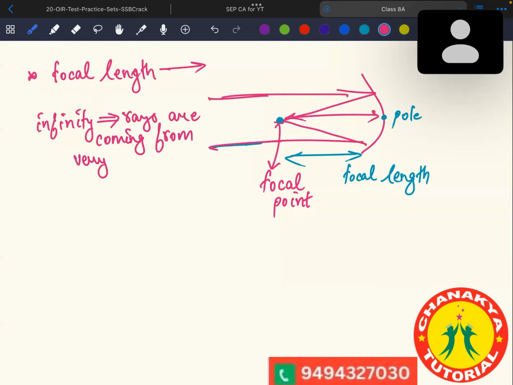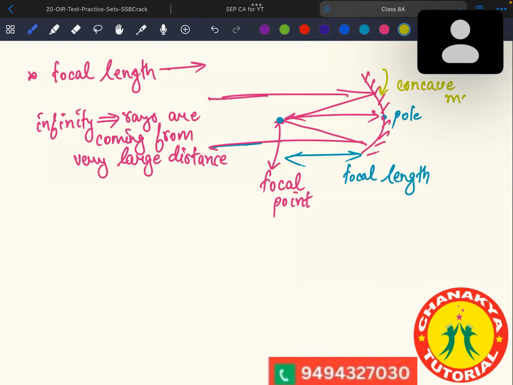So what are the pole and the focal point? Okay, the pole is the center point of the mirror. Right now I have made one mirror. Can you tell me what kind of mirror this is? So concave. Yes, it is a concave mirror.